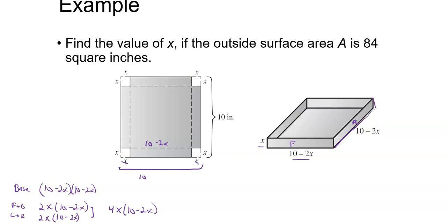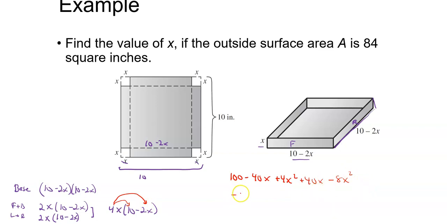So the base is 10 minus 2x times 10 minus 2x. Let's see if I can fit my response in the bottom corner over there. So 10 minus 2x times 10 minus 2x is 100 minus 20x minus 20x, which is minus 40x, plus 4x squared. Okay, now let's add up the front, back, left, and right. 4 times x times 10 is 40x. 4 times x times negative 2x is minus 8x squared.